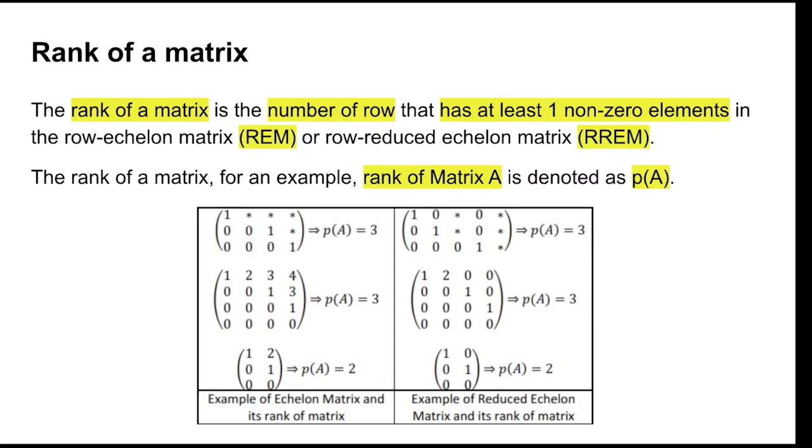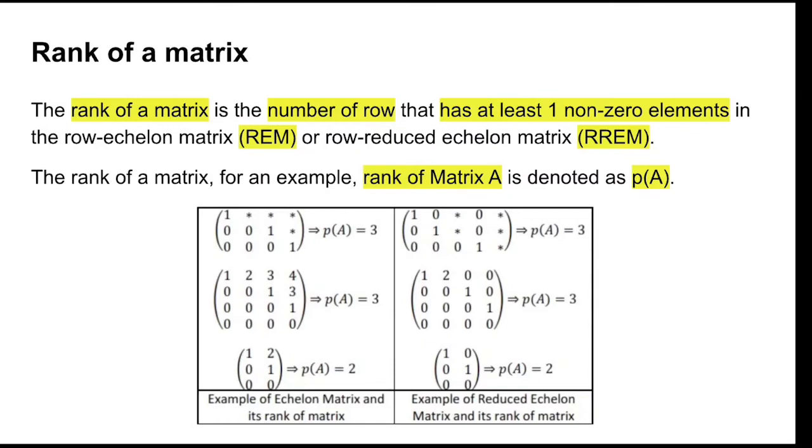Then let's take a look at the second matrix there. Row 1 has 1, 2, 3, 4. Yes, all 4 of them are non-zero elements. Let's see the last row of this second matrix. It is 0, 0, 0, 0. These zeros are the zero elements. And let's go back to the definition first. The rank of a matrix, for example the rank of matrix A, can be written as ρ(A). Okay, now let's look at the example.